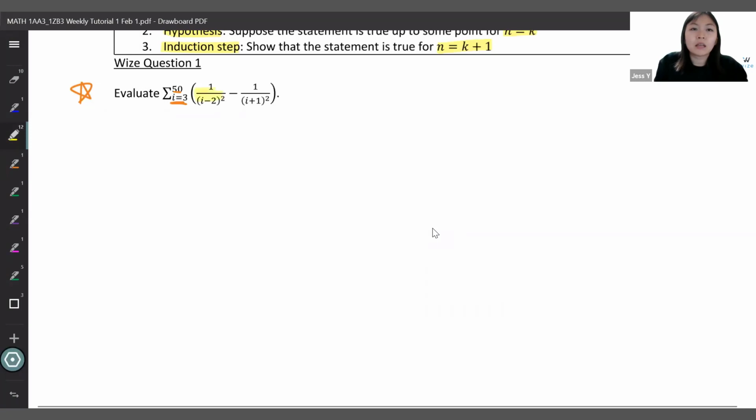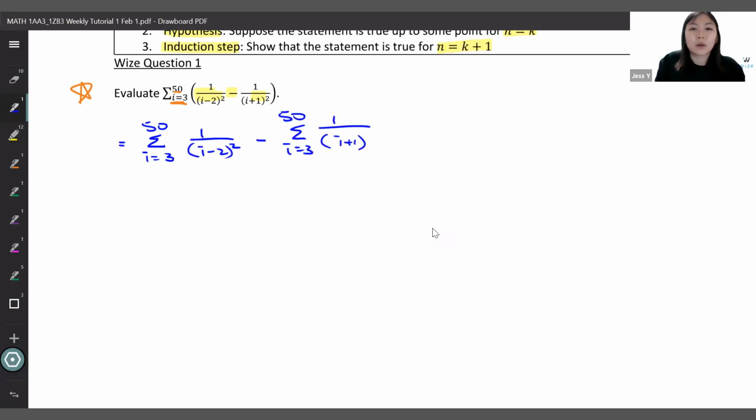So notice that I have two things that are being subtracted. So likely this is going to be some kind of telescoping sum. When you're given a sum like this, how would you evaluate it? Well, you can break this up into two sums. I can have the sum where i goes from 3 to 50 of 1 over (i minus 2) all squared, minus the sum where i goes from 3 to 50 of the second guy. So that's 1 over (i plus 1) all squared.